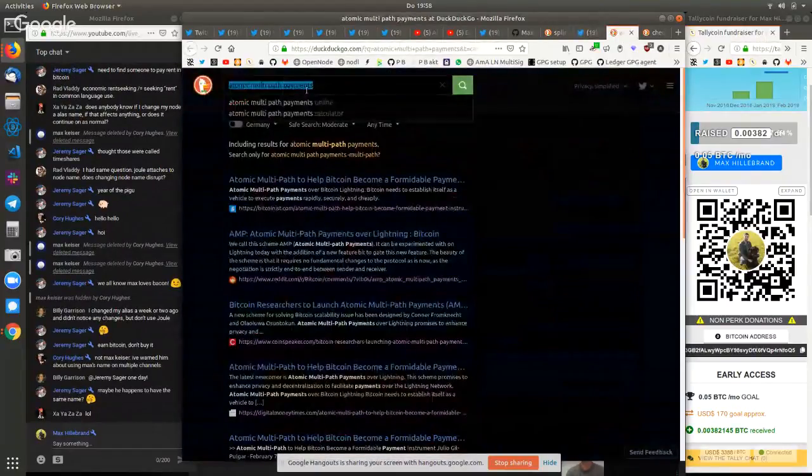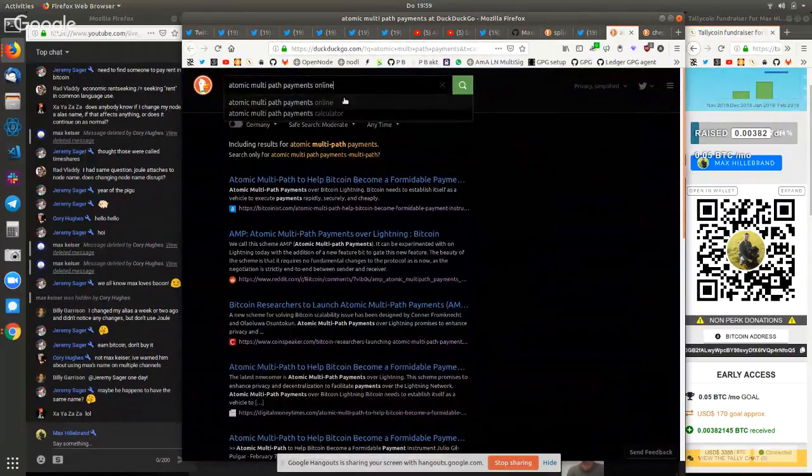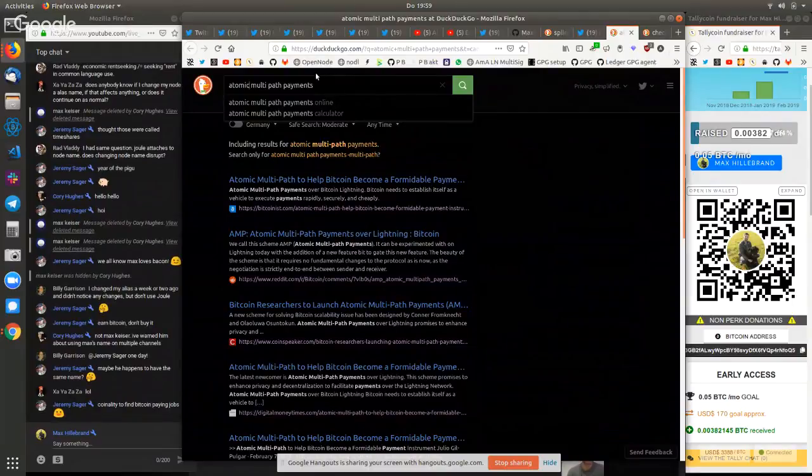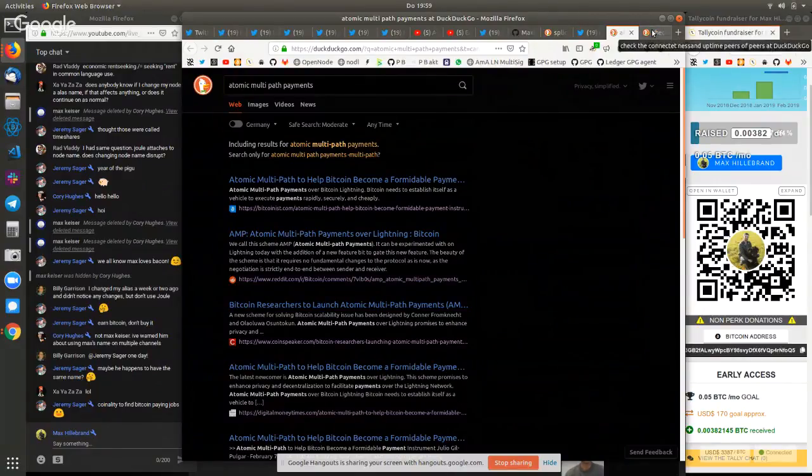We also talked about atomic multipath payments. I think one of the most interesting things coming to Lightning Network, hopefully really soon. In 2 weeks, it should be online. And this will allow us to route payments through several different routes or through several different channels to the same destination, so that we can pay larger amounts while locking the same amount of money, which is quite nice.